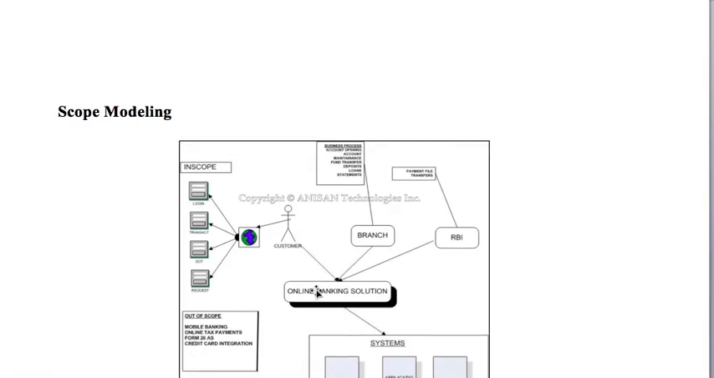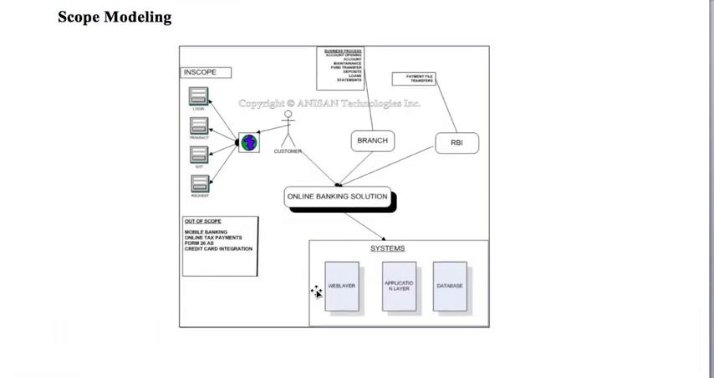Then comes scope modeling. Another way you can present it: here a customer is interacting online, and these are the different services accessed by the customer. Again, the customer is connected with the online banking solution, which in turn is connected with your systems, all your core banking solution. The branch is also connected here, and they are also using the same online banking solution or the core banking solution directly. And again the federal bank is also interacting with the banking systems.